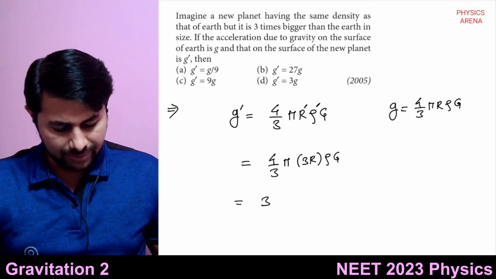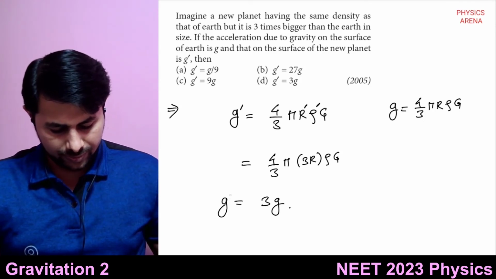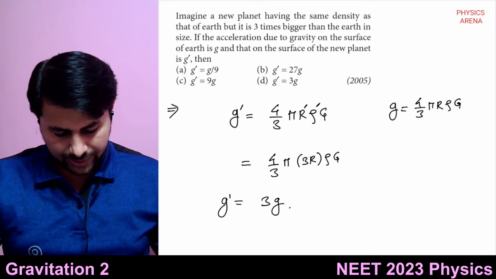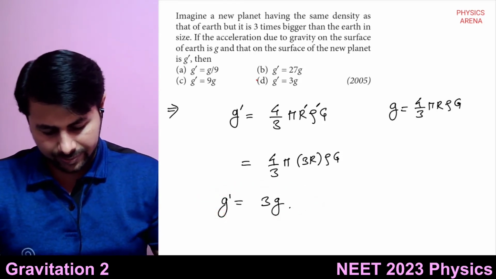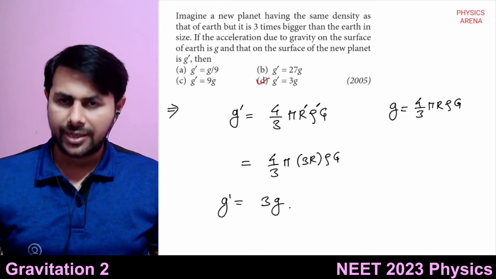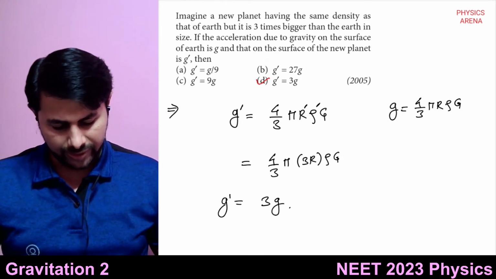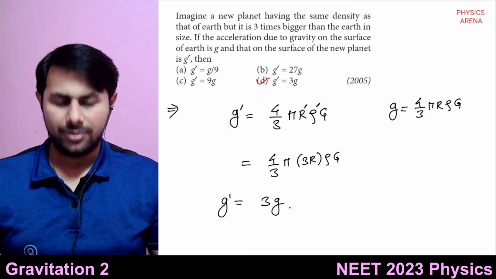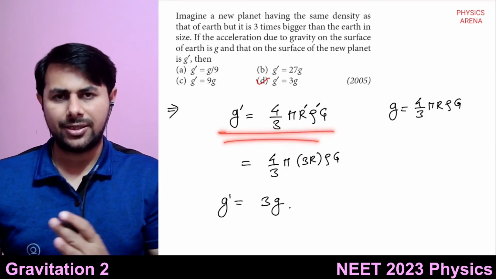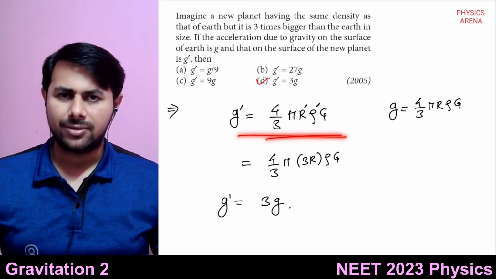And therefore it is 3 times of g, right? It is equal to 3 times of g. Option D. Okay, so whenever density is involved, you have to use this formula. Please remember this. Whenever density is there, use this formula.